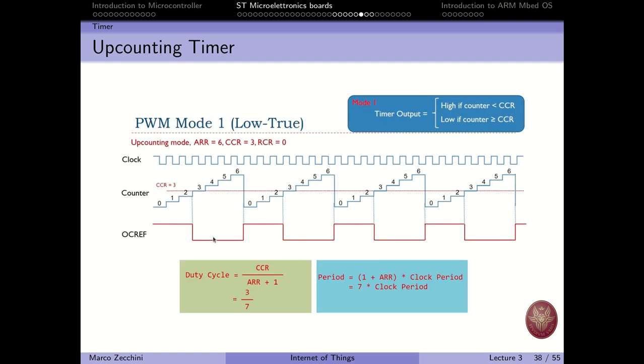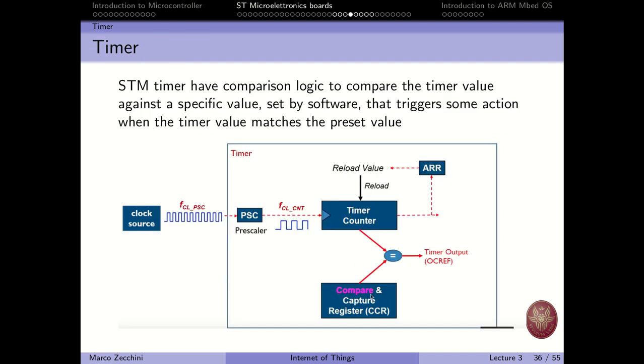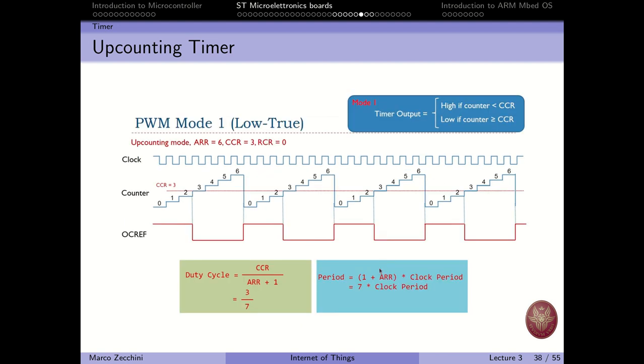For what I said before, using the compare and capture register, we can also achieve this task. For example, we have an up counting timer, and we set the value of our CCR register to 3. So whenever the value of the count of the timer is higher or equal to this value, we have a zero in this line, whereas we have the opposite situation when we have a value which is lower than the CCR register value.